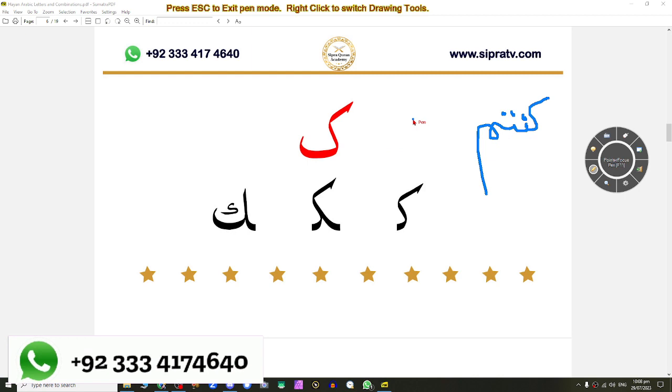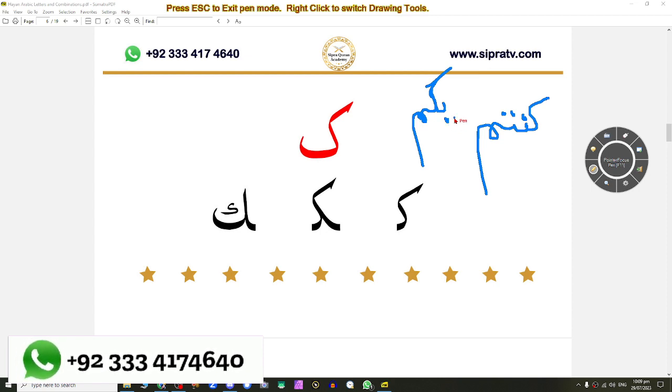If Kaf comes in the middle, the shape will be somewhat like this. Let's try this one. Okay, one spike, one dot at the top. Which letter is this, Taha? You tell me now. Noon. No. The dot of Noon is at the top. Remember, the dot here is at Ba. Ba.